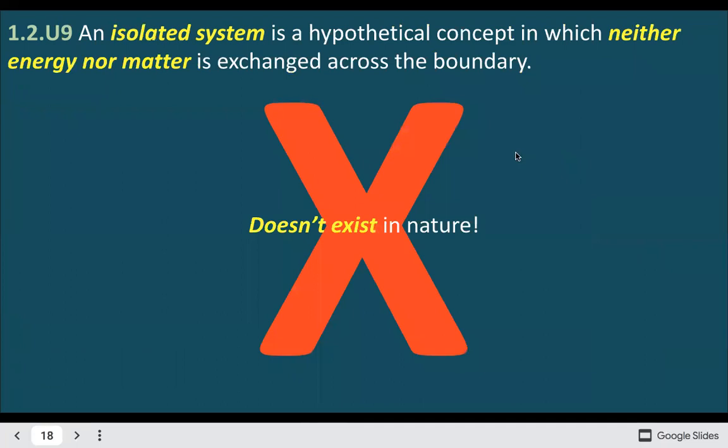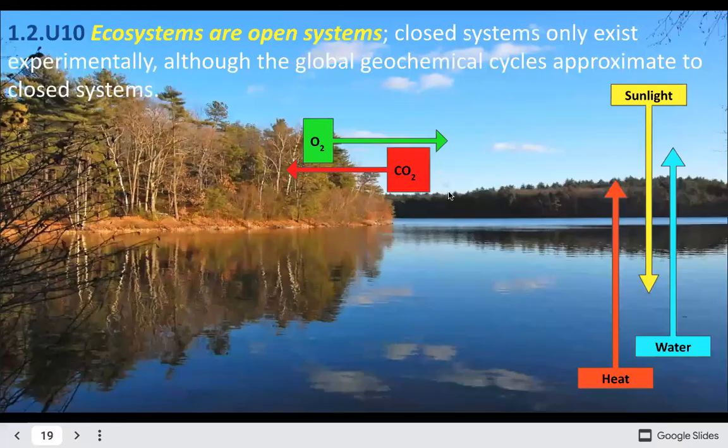An isolated system is sort of a hypothetical concept, right? You could just consider the entire universe if it is a single universe, because matter or energy couldn't escape. So it doesn't exist in nature unless you just kind of consider a singular universe.